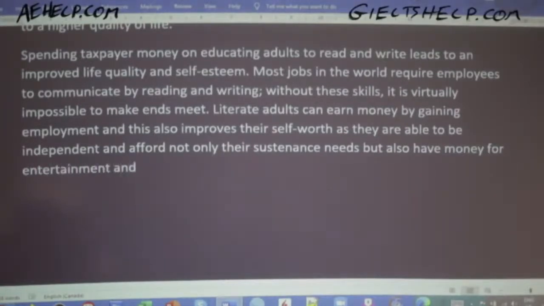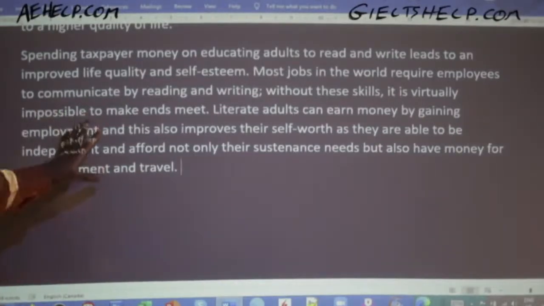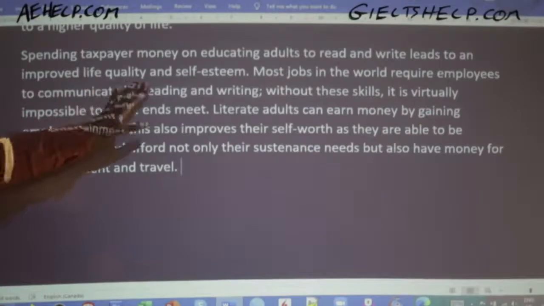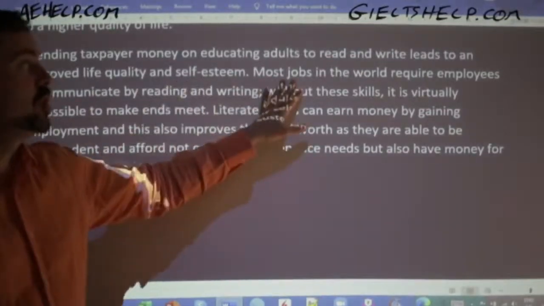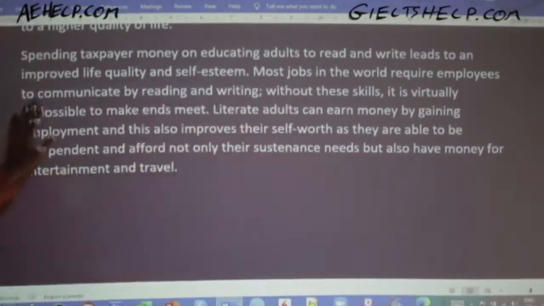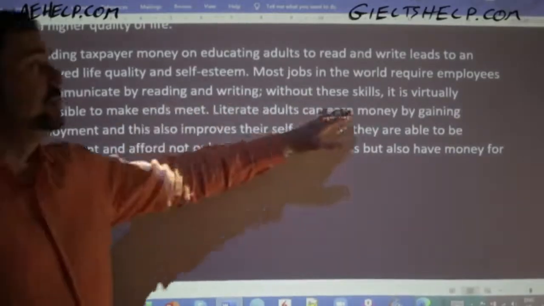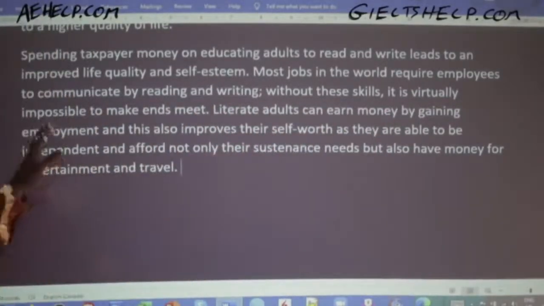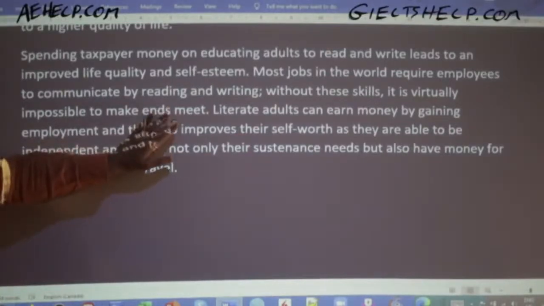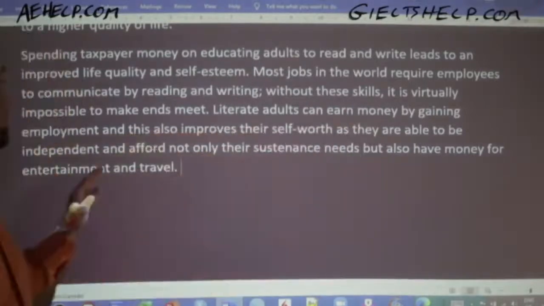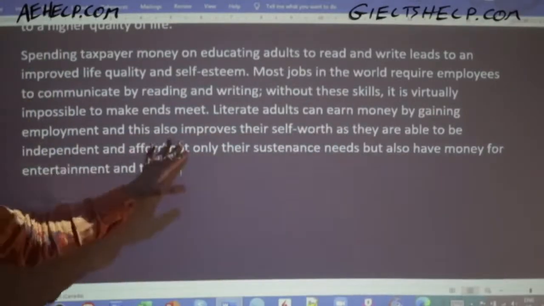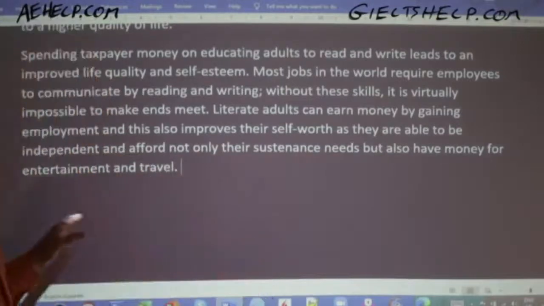Okay. So there's a little bit of explanation on what it means to be literate, why that leads to improved life quality and self-esteem. Most jobs in the world require employees to communicate by reading and writing. Without these skills, it is virtually impossible to make ends meet. It means make enough money to be self-reliant. Literate adults can earn money by gaining employment, and this also improves their self-worth as they're able to be independent.